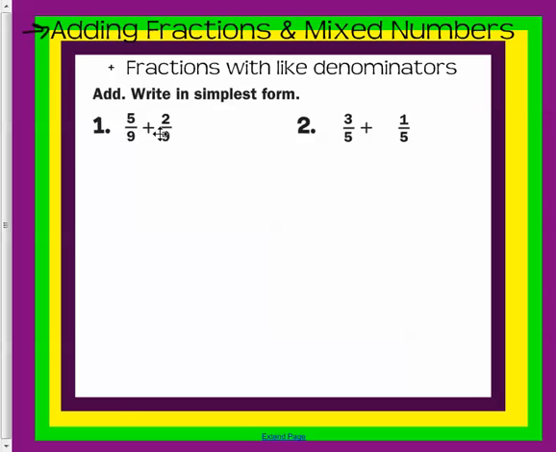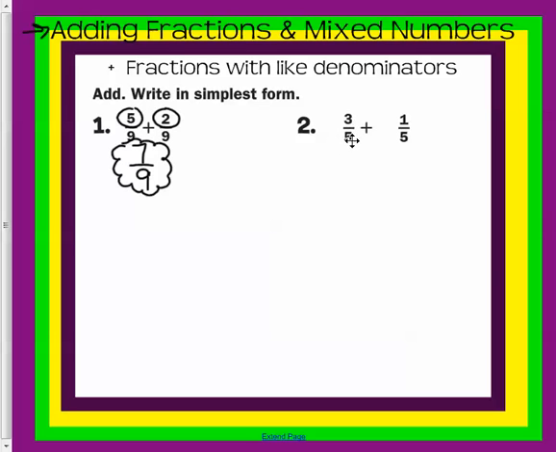So these denominators tell you how big the pieces are that you have, and the top, the numerator, tells you how many you have. So together I have 5/9 and 2/9. So I have altogether ninths, but I have 5 plus 2, which is 7/9. That's in simplest form, so I'm done, and I bubble it in.